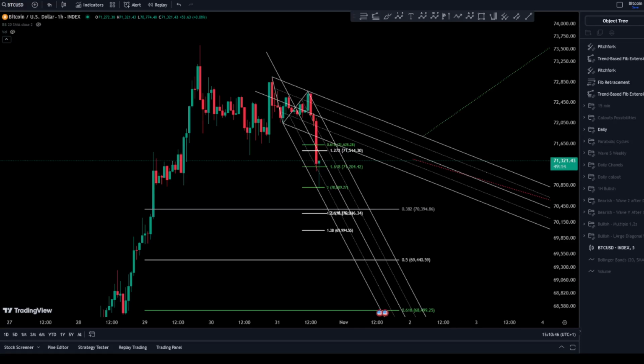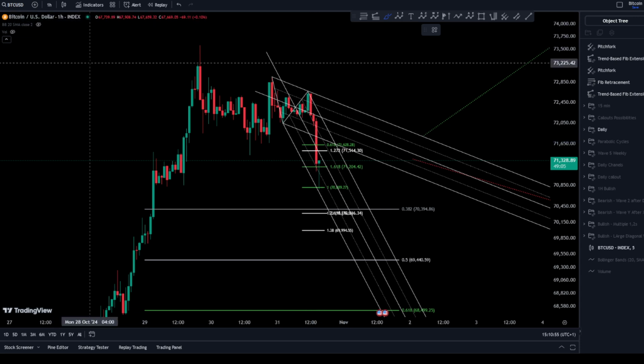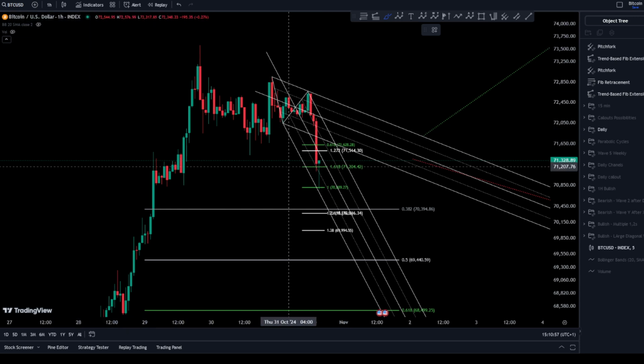This is an intraday analysis, of course. After having some movement for today, we're going to see what it means on the 1 hour and the 15-minute chart. So let's jump in and see exactly what happened here.